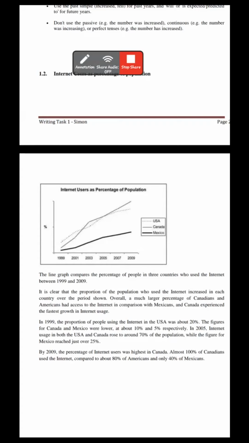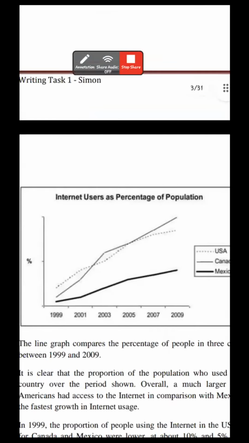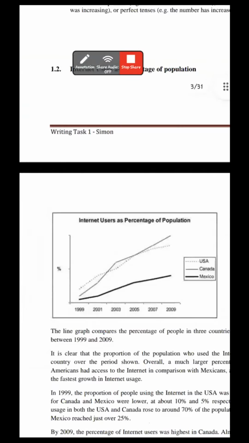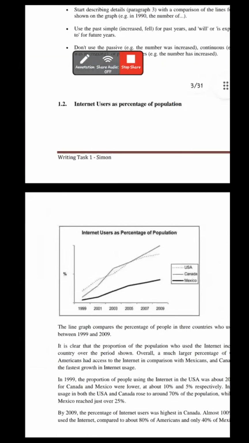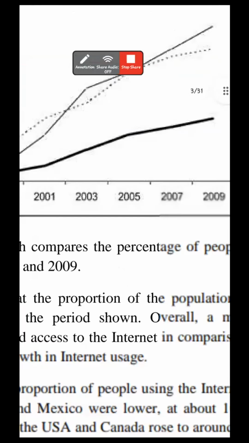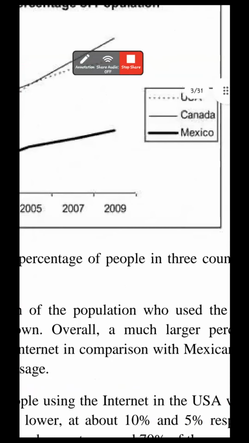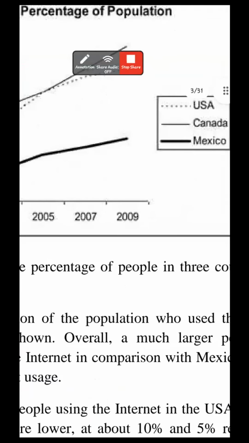So how do you know that the internet was being used? Because it's given here, internet users, right? And between what years? It's 1999 and 2009. So this is the way you illustrate. This is the way you interpret the data. All right. This is your intro.